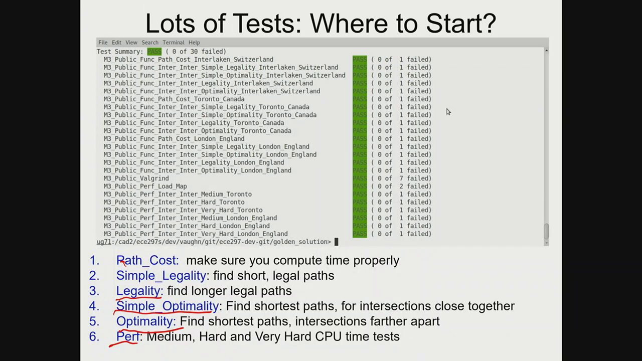So once you get the optimality working, you start paying attention to the performance tests. And if you wrote Dijkstra's algorithm, you should pass the vast majority of these. If you get all the way to A*, you should pass them all, okay, with a reasonable implementation. We also give you a smaller city. Interlaken is like a town of 7,000 people. So that's also easier to debug on, right? It's not such a big thing.